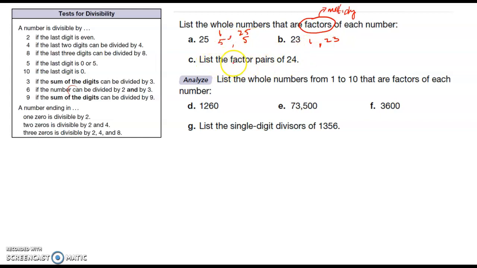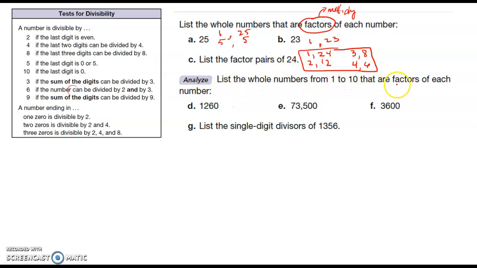Okay. And then C says list the factor pairs of 24. So for 24, I have 1 times 24, 2 times 12, 3 times 8, 4 times 6. 5 doesn't go into 24, and then it becomes 6 times 4, 7 doesn't go into 24, 8, 9, 10, nope, all of that. So these are all of my factor pairs right here. These are the numbers that I multiply together to get 24.